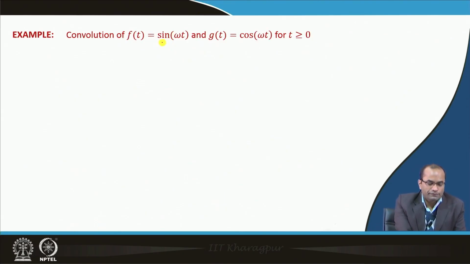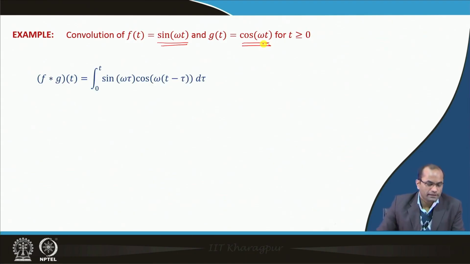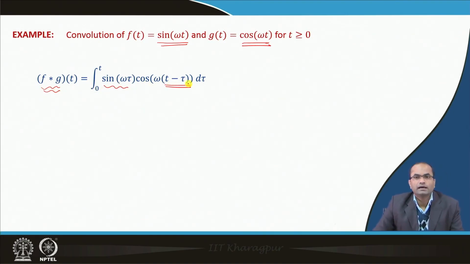Another example where we consider the sine function and the cosine function. What will be the convolution of these two functions, sine omega t and cos omega t? So, f star g, again this product is defined as sine omega tau and cos omega, and there is a shift here in the argument. We have replaced t by t minus tau, and then this has to be integrated over d tau.